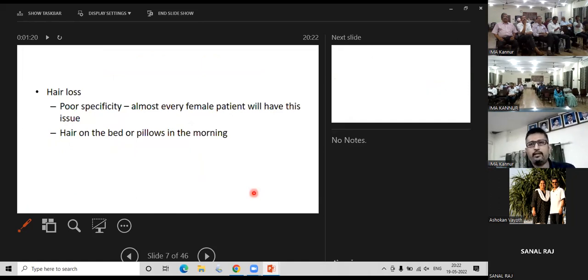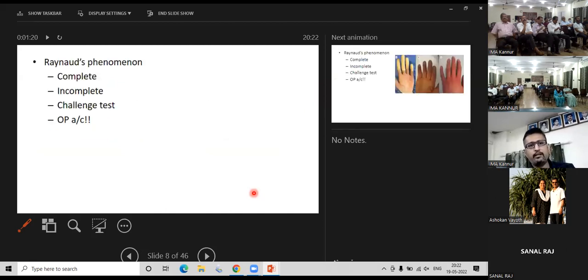Hair loss has a very poor specificity, especially in female patients. Most of them tend to have this issue. But sometimes when you ask for severe hair loss, where hair is lost on the bed or pillows in the morning when they wake up, it tends to be a little bit more specific. Another thing is the Raynaud's phenomenon. So the Raynaud's phenomenon can be both complete or incomplete.